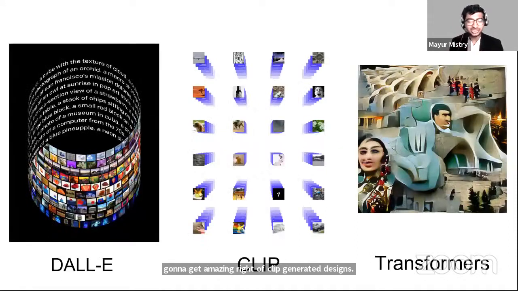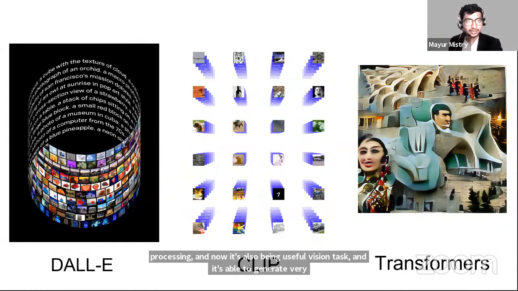As was mentioned earlier, DALL-E is a text-to-image AI model. CLIP is connecting images with text. In a simple manner, if you have a text and a list of images, it will be able to find the best match for it. Similarly, if you have an image, it will be able to find the most similar matching images. And this transformer started with natural language processing, and now it's also being used for vision tasks, and it's able to generate very detailed images.